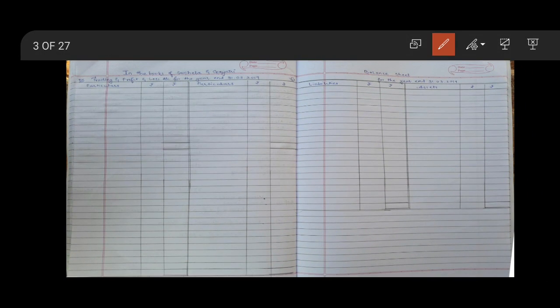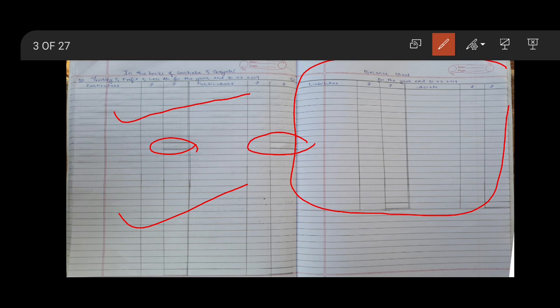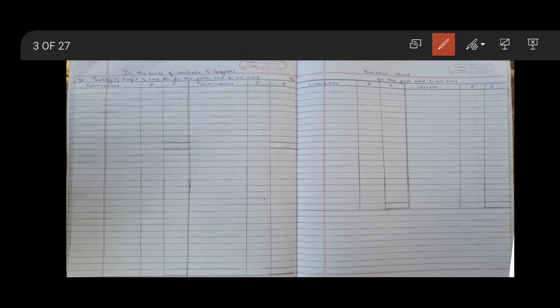So, in this way, we will prepare the account. Here is our trading and profit and loss account with the debit and credit sides. In the books of Sucheta and Gayatri, trading and profit and loss account for the year ended 31st March 2019, with debit and credit sides. You can see these are the closing lines. It means trading and profit and loss account can be divided with these closing lines. The upper account will be the trading account and here it is the profit and loss account. And this is our balance sheet carrying liability and asset side. So in this way you will prepare the accounts.